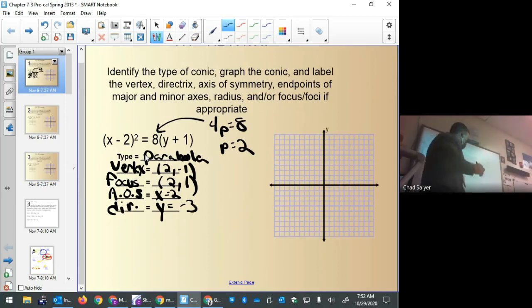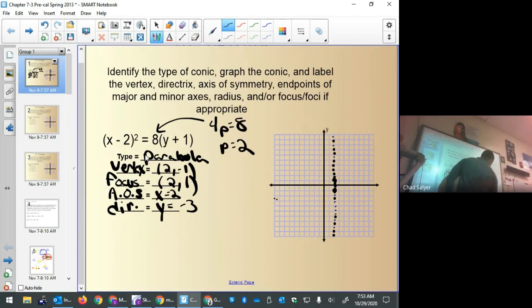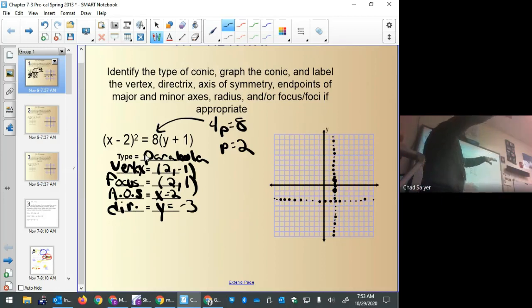Okay, so plot our points, and then we'll draw the parabola. So +2, -1, +2, +1, x equals 2. And then y equals -3. And remember, the parabola goes through the vertex towards the focus, away from the directrix.